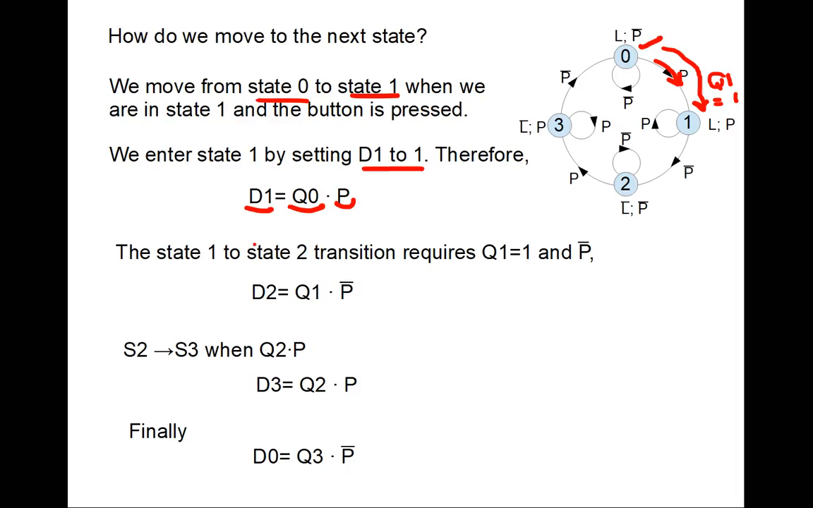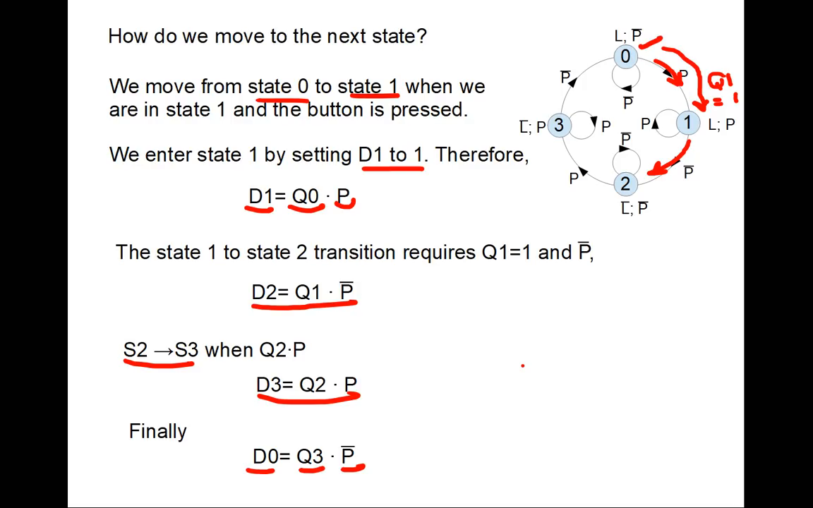Convince yourself that to go from state 1 to state 2, we just implement this logic function. And then to go from state 2 to 3, we implement this logic function. And then to return back to state 0, we have to be in state Q3, which is Q3 equal to 1, and we have to unpress the button, which would be P bar. So this allows us to move from state to state.